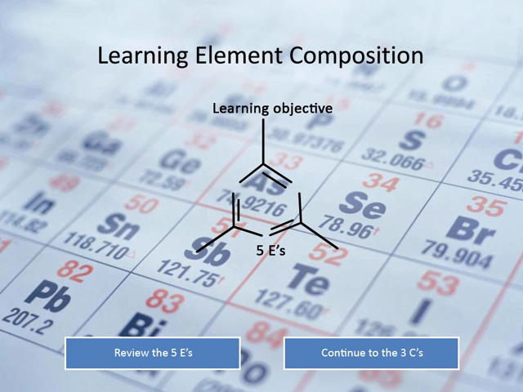Learning elements must have an appropriate degree of cognitive load. As we learn in the learner branch of this course, students learn best when the cognitive load of the material is appropriate. It cannot be too simple or difficult. Finally, learning elements are defined by one of the 3 C's.